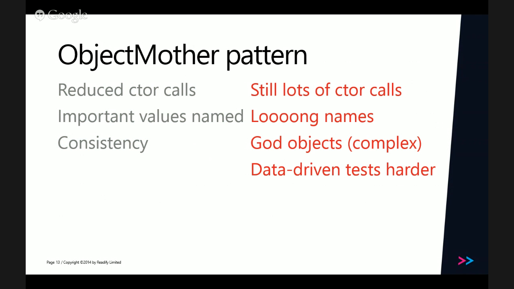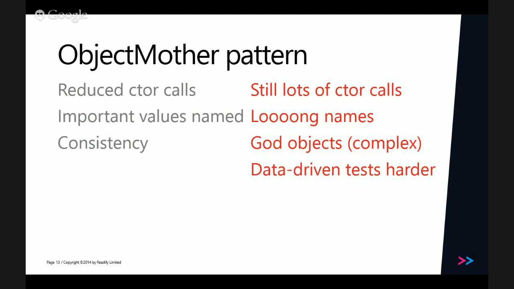So some disadvantages though. There's still a lot of constructor calls, particularly for something like, say, a member where you're going to use it a lot. So there's probably going to be a lot of variations. So you're probably going to end up with a lot of different properties on the object mother. And that's where the object mother turns into a God object. It becomes very complex, and that's pretty nasty to deal with. And it's hard to see at a glance what's in the object mother because you're scrolling for days.